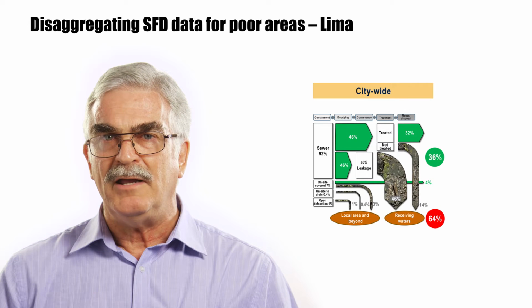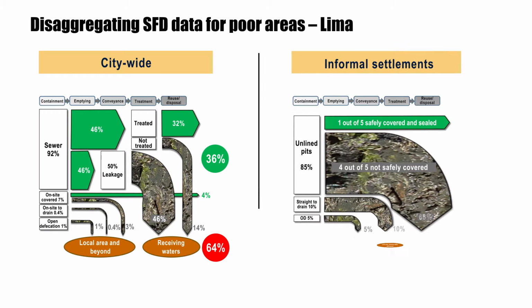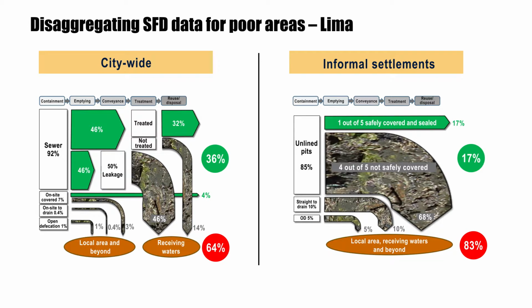However, if we look only at the 8% of the population who live in informal settlements, a completely different picture emerges. As Lima is a huge city, this 8% comprises about 1 million people, nearly all from the poorest strata of society. In these areas, we see the need for a major improvement in the quality of the latrines and other on-site facilities used by these populations, and for the introduction of emptying services for these improved latrines.